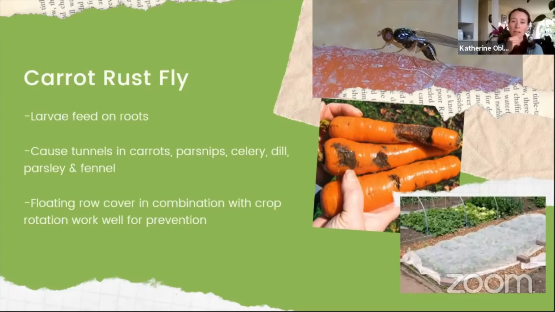Floating row covers can be helpful with the management of this. So put a row cover out at the time of seeding. Row covers are nice because they let airflow and water through, but they keep the tiny little flies from laying their eggs. That can be an effective control. I think that's about it for those guys.